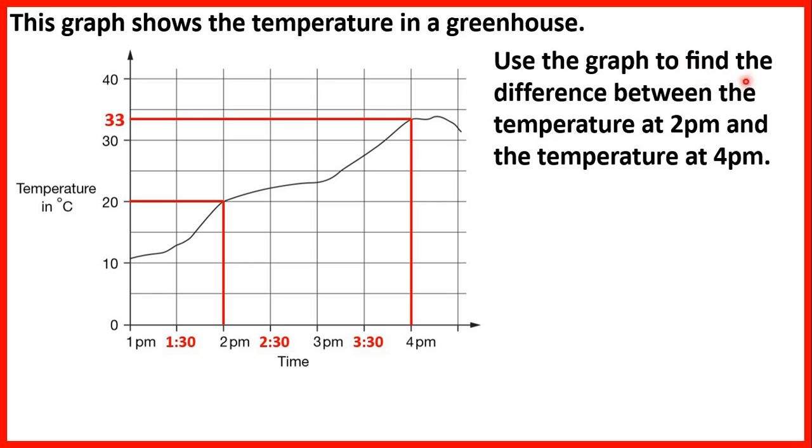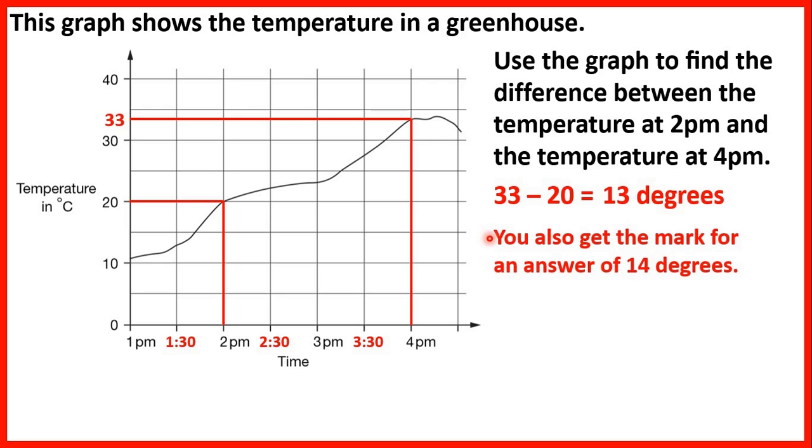So we need to find the difference, which means we need to subtract, and 33 minus 20 is 13. So the temperature increased by 13 degrees. You also get the mark for an answer of 14 degrees. So you could estimate that this point here is at 34.